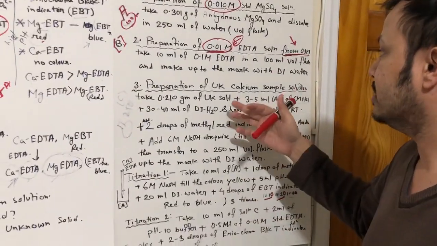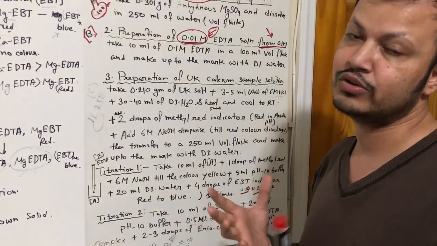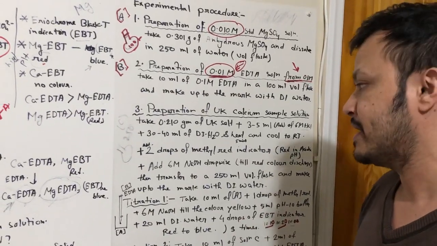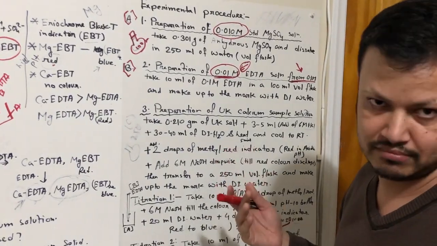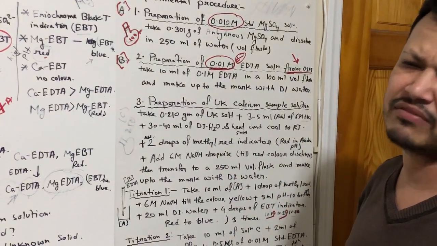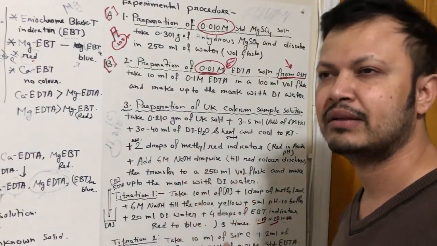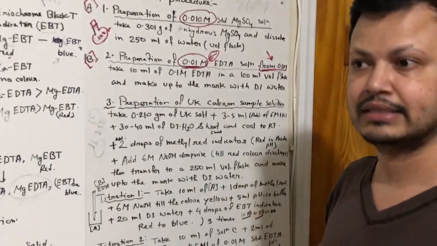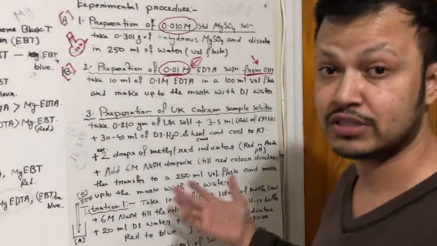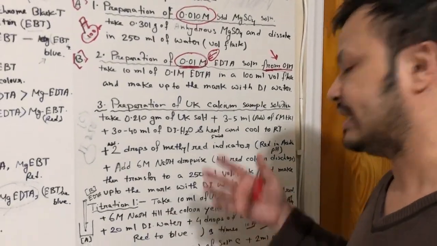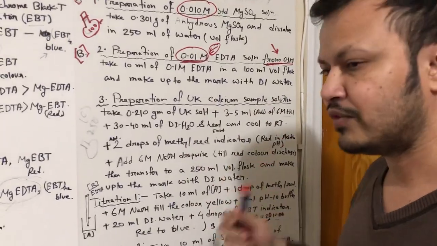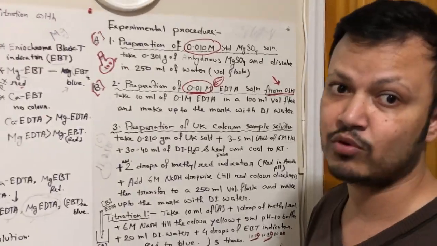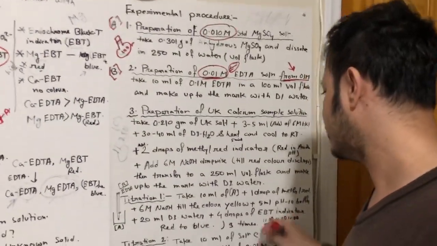In the unknown solution, you are going to get an unknown salt of calcium. You don't know what it is. It can be calcium sulfate, calcium bromide, calcium carbonate, calcium oxide, whatever it is. So that's why we want to make it soluble. We know that calcium chlorides are soluble, so that's why we are going to add it.